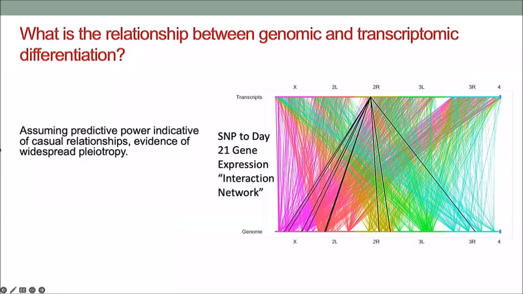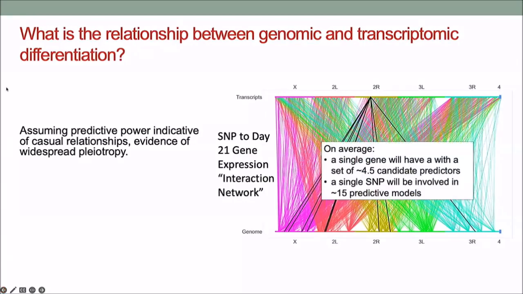And just to look at one example of this, we would have this specific site or this specific gene, and then these are all the SNPs that are the best predictors of the expression for this. If we look at the macro level, on average, a given differentially expressed gene will have 4.5 candidates that are good predictors of that gene, and a single SNP will be involved in 15 predictive responses.